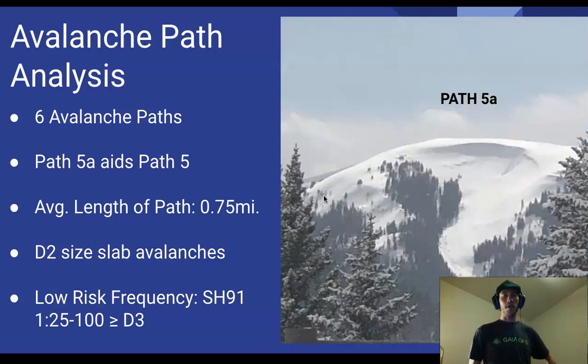So our avalanche path analysis, in total we have 6 avalanche paths. Path 5A and Path 5 connect at a junction lower in the track. The average length of these paths is around 3/4 of a mile upwards to 0.9 miles. So pretty long tracks. Most of these start zones and tracks develop D2 size slab avalanches, although there is a low risk frequency of impacting the highway, roughly one impactful event every 25 to 100 years of a size D3 or greater.